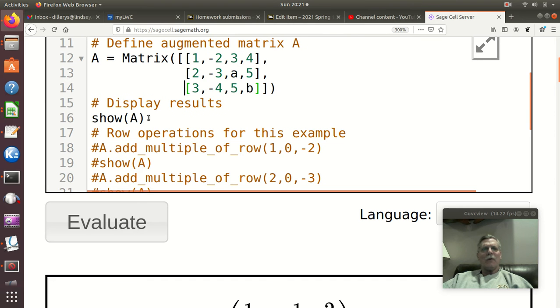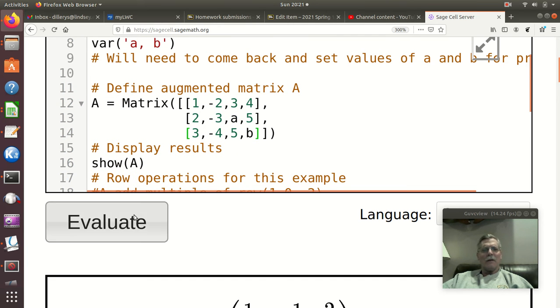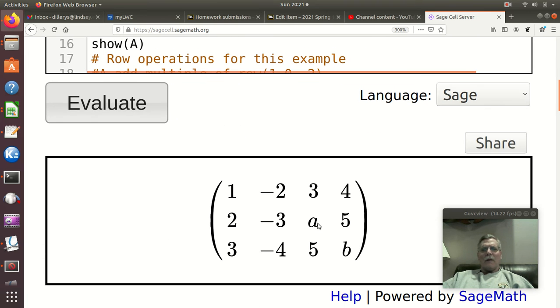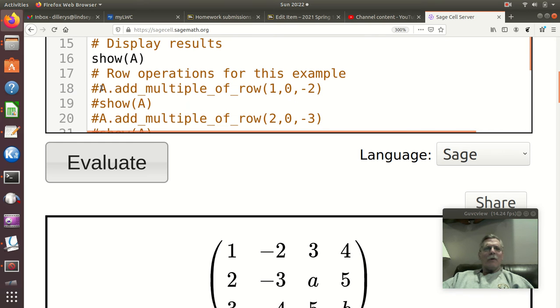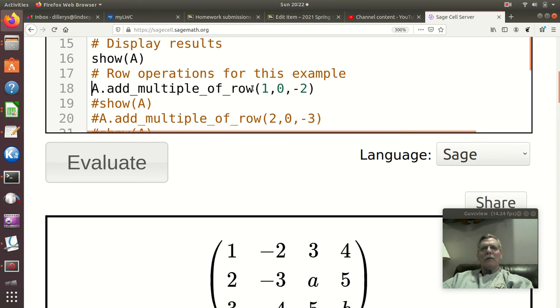And so I say show A and evaluate. And there's the A matrix, and I see what I need to do is get rid of that 2 and get rid of that 3, make those zeros. So one operation is going to be to take -2 times row 0 and add that to row 2, and another one's going to be to take -3 times row 0 and add that to row 3. So you can actually do both of those. So there is my row 0 times -2 added to row 1.